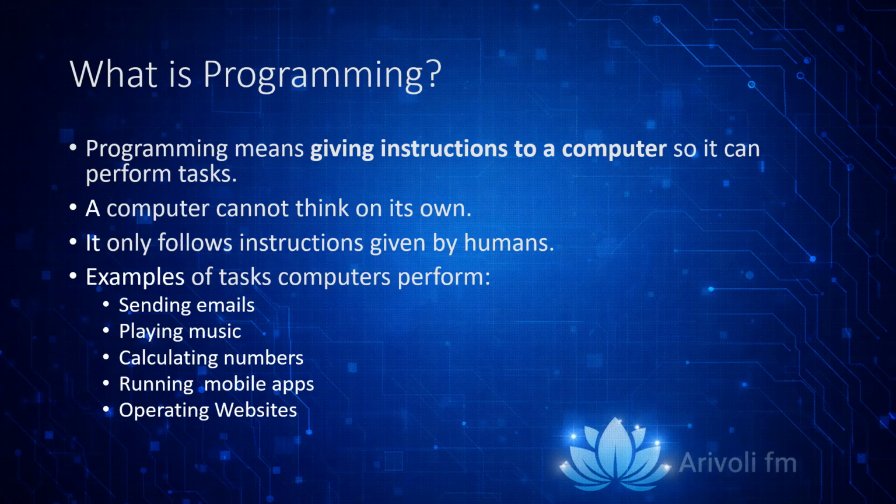What is programming? Programming means giving instructions to a computer so it can perform tasks. A computer cannot think on its own. It only follows instructions given by humans. Examples of tasks that computers can perform: sending emails, playing music, calculating numbers, running mobile apps, operating websites. Programming is simply the process of telling a computer what to do.